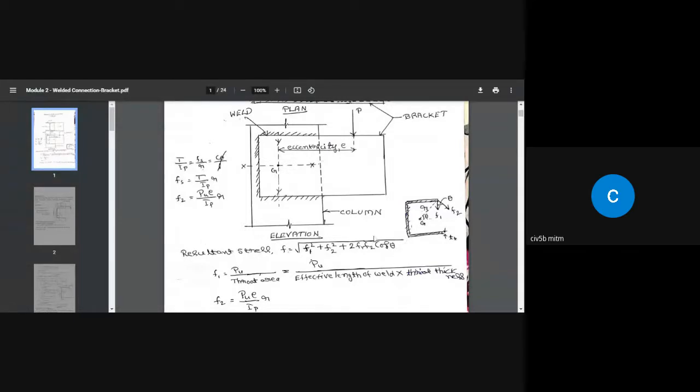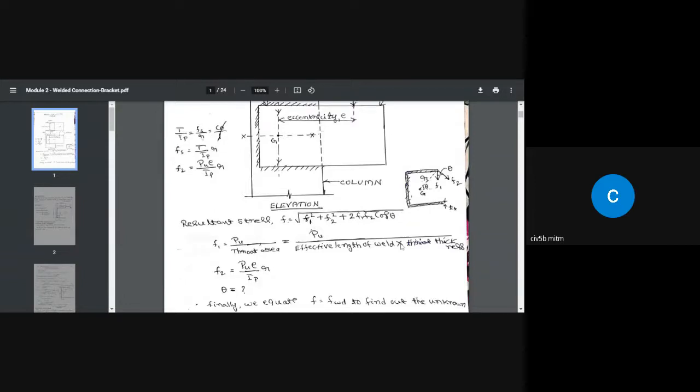This is the only formula you need to worry about. That is F squared equal to F1 squared plus F2 squared plus 2 F1 F2 cos theta. Then comes F1.